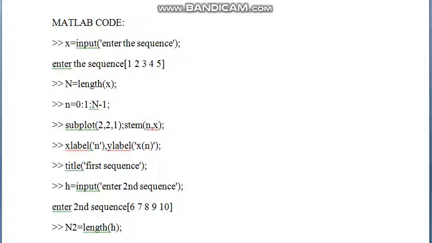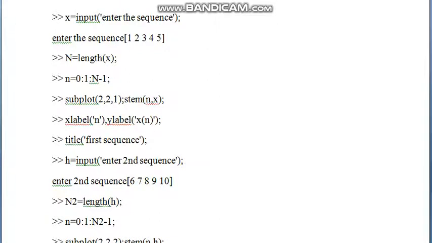Now I want to draw this graph in the first position, so I will divide the figure window into 2 rows and 2 columns. For that I will use the command subplot(2,2,1) because I want my graph in the first position. Since I want to draw a discrete-time signal, I will use the stem command, stem(n,x). For labeling, xlabel 'n', ylabel 'x[n]', and the title I will give is 'first sequence'.